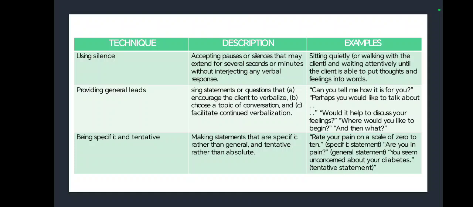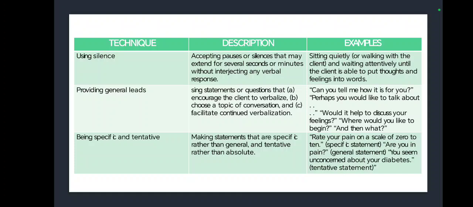Next, providing general leads. These are statements or questions that encourage the client to verbalize, choose a topic of conversation, and facilitate continued verbalization, such as: can you tell me how it is for you? Perhaps you would like to ask about this. Would it help to discuss your feelings? Where would you like to begin? And then what? This type of statement can increase the verbalization of feelings of clients. Next, being specific and tentative.